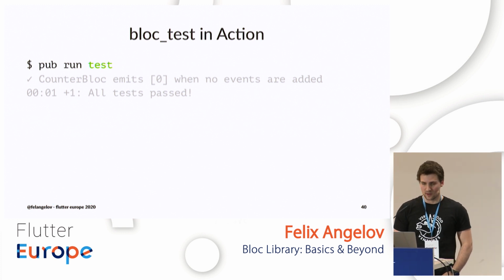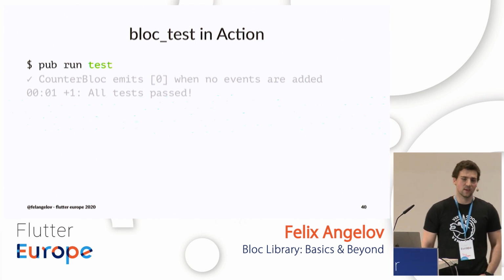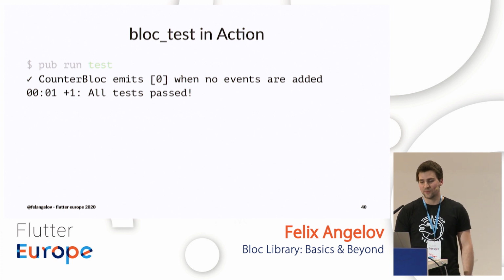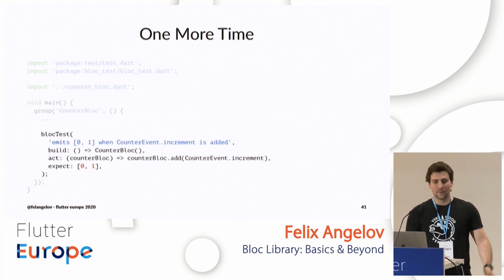So if we flip over to our console again and do a pub run test, we'll see, woo, our test passes, right? But it's a very simple test. It's just testing the initial state pretty much, so nothing that special. But we can go back and add the missing tests in.